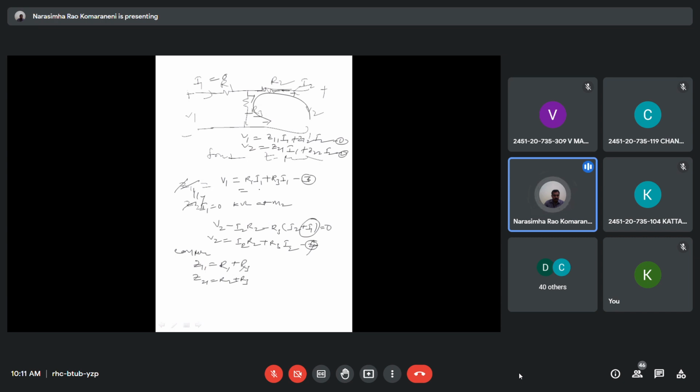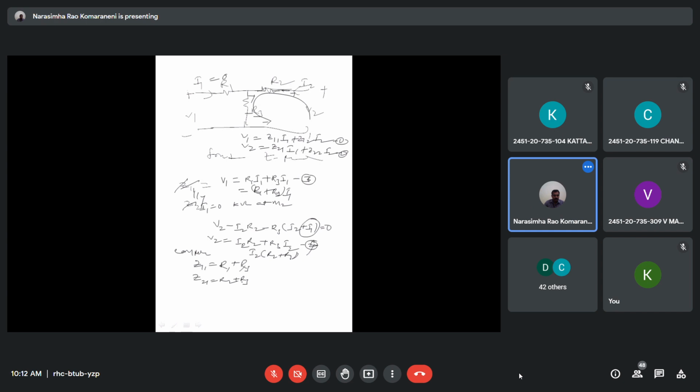We are rearranging this. This is R1 plus R3 into I1. And similarly for Z21, here I2 is common, so I2 of R2 plus R3. Therefore Z21 equal to R2 plus R3.